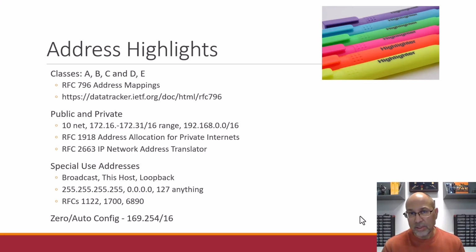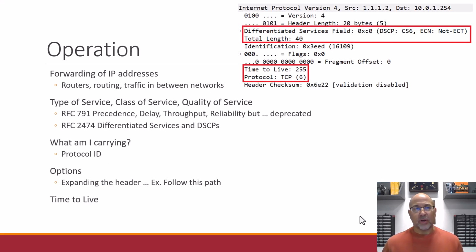Now on top of all of this, we've got all of these special use addresses that we need to operate on a particular network. So we've got broadcast addressing, we've got addressing for this particular host, we've got loopback addressing, so there's some examples there, and there's some other RFCs that cover these special addresses. And last highlight, certainly not the end of the story, but we have zero config or auto config addresses that begin with 169.